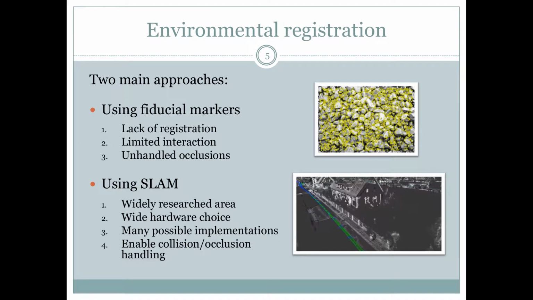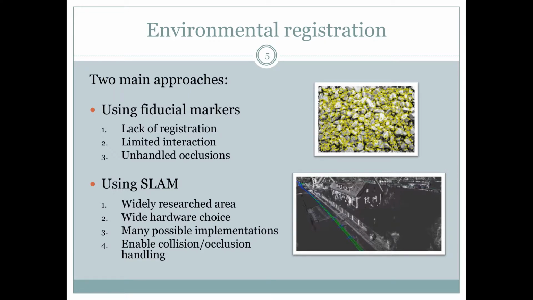Fiducial markers are easy to implement because they are easy to track and they are computationally efficient. But the problem of using fiducial markers is that you are not actually registering the environment, but you are only tracking that single image. And the whole reference frame of the virtual world is overlaid on top of the reference frame which is located on the fiducial marker.